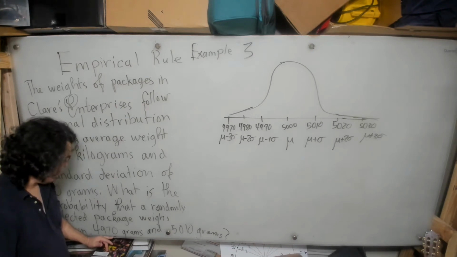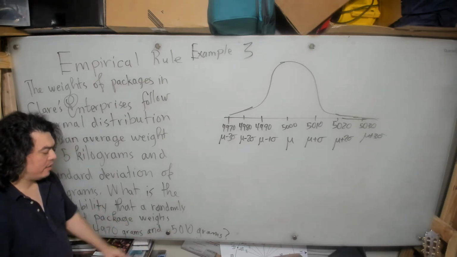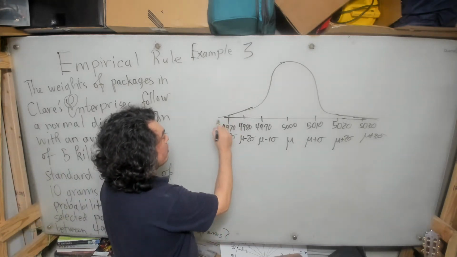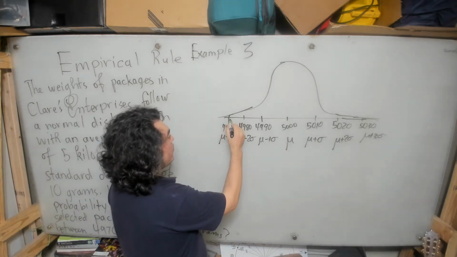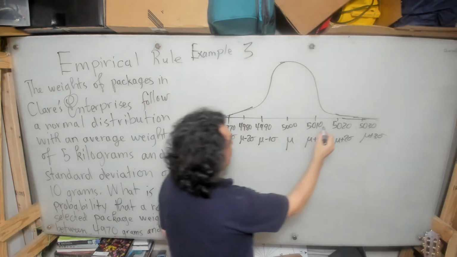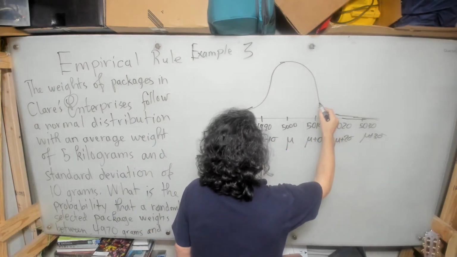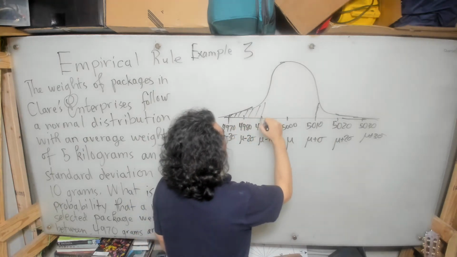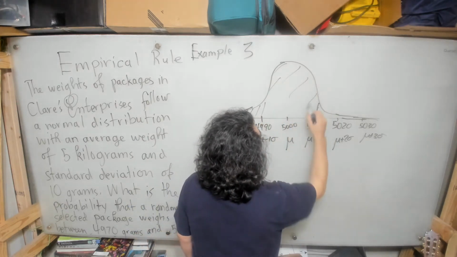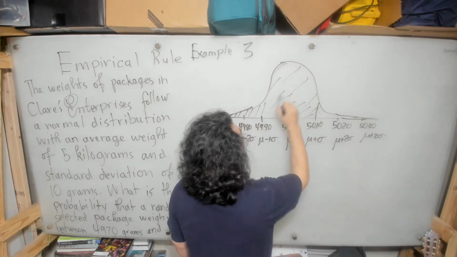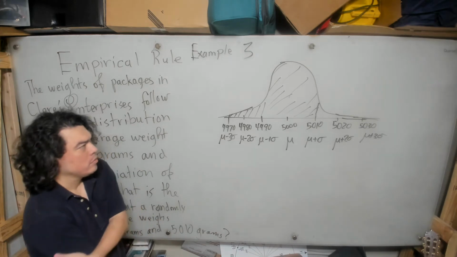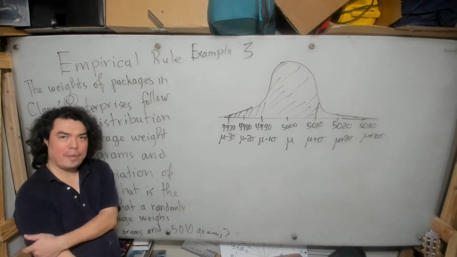Okay? And now the question is, what is the probability that a randomly selected package will have a weight between 4970 and 5010 grams? In other words, if I look at this picture and I draw it, I want to go from here all the way to here. So let me shade that in. We want this area. But we have a problem.